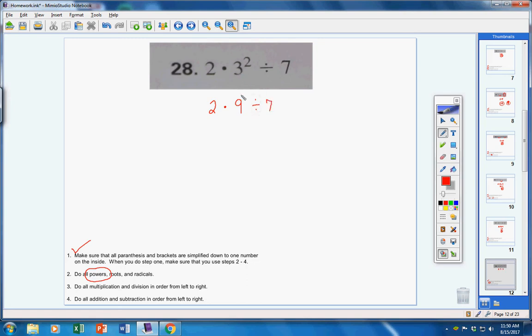3 times 3 is 9. Step 3, multiplication and division. Well, here's multiplication and then division. 2 times 9 is 18. Now here's where it gets interesting.